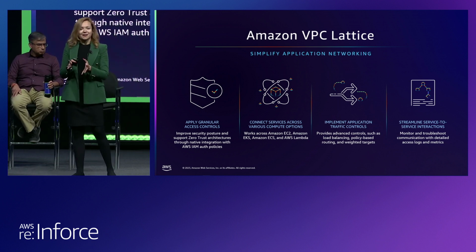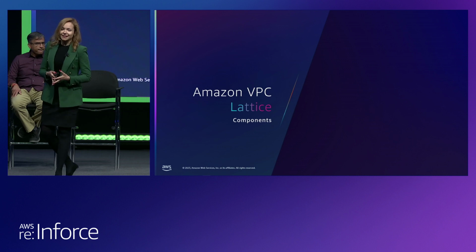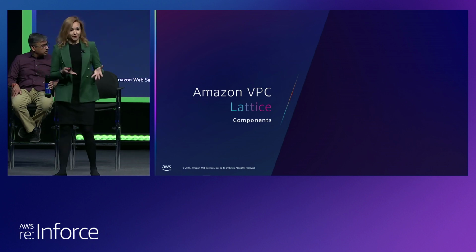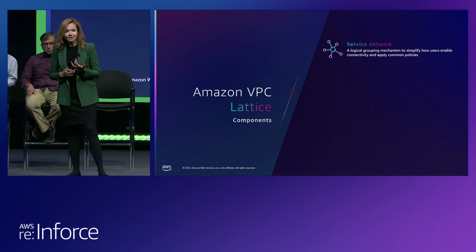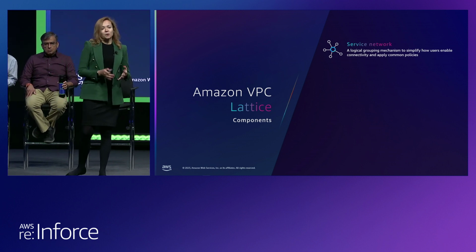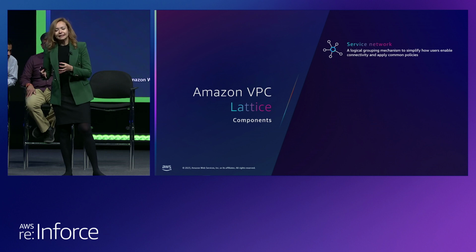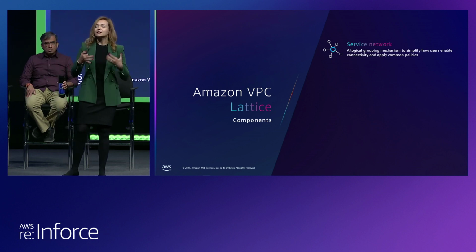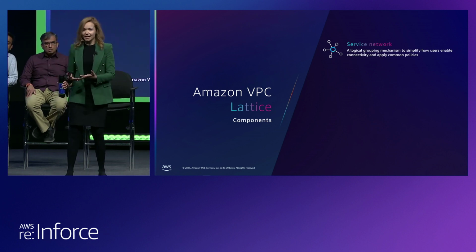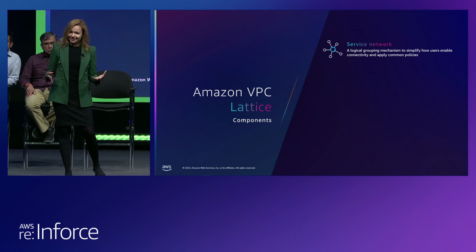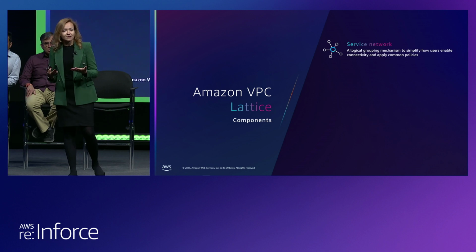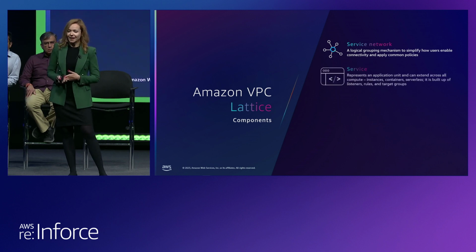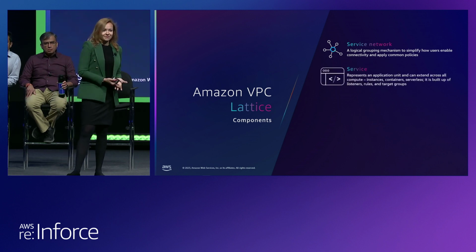So starting from here and simplifying application networking, let's look at the Amazon VPC Lattice components, same as we've done with Cloud WAN. First, we have the service network, which is a new logical boundary that helps simplify bringing together connectivity and applications, right? So the service network boundary will define how that connectivity and how service-to-service communication will work. Second, we have the service.